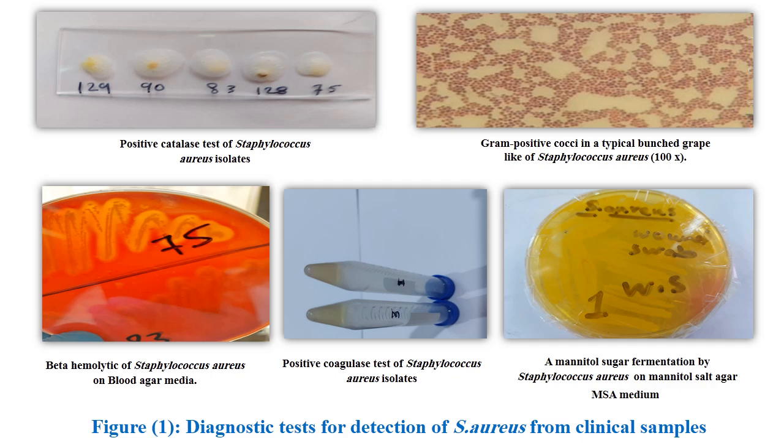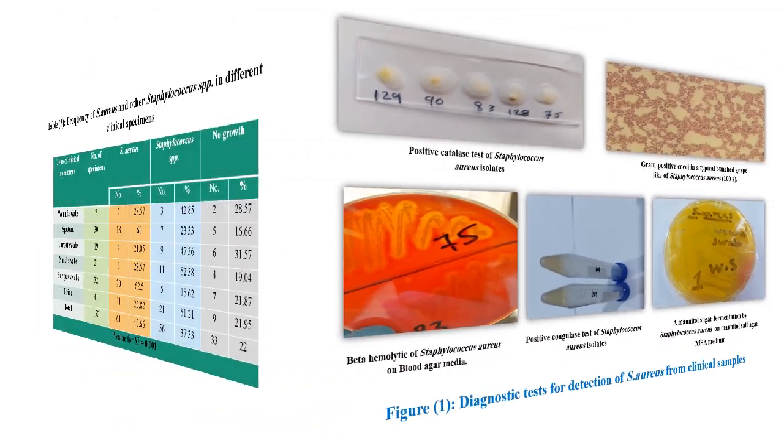This figure shows the diagnostic tests for the detection of Staphylococcus aureus from clinical samples. The most important tests for detecting Staphylococcus aureus, as opposed to other staphylococcal species, are a positive coagulase test and positive mannitol fermentation on mannitol salt agar, with beta hemolysis of Staphylococcus.